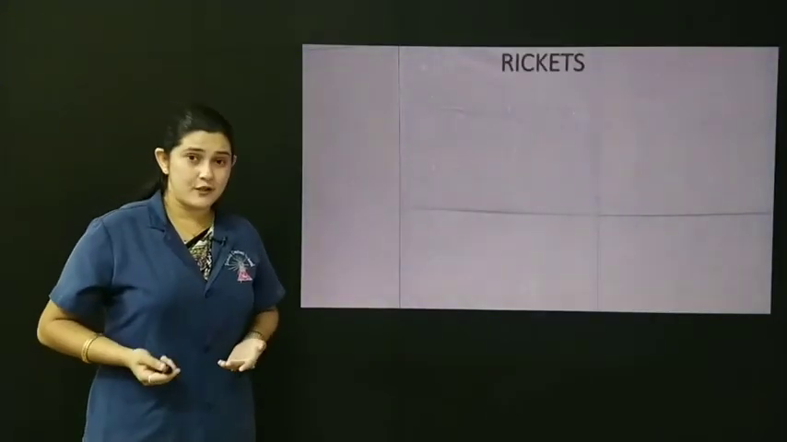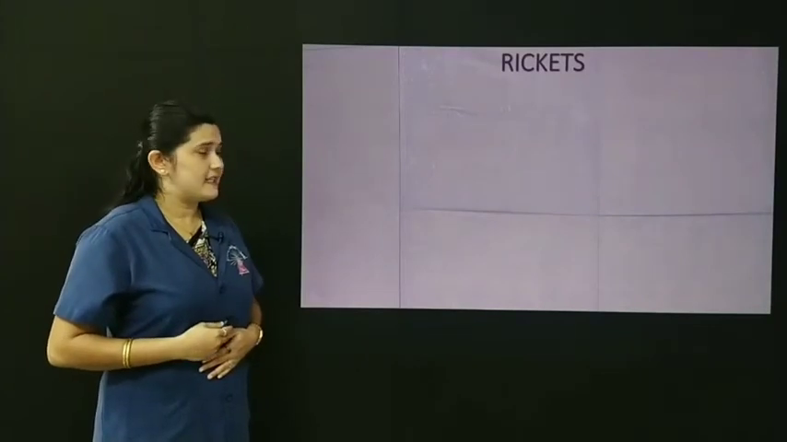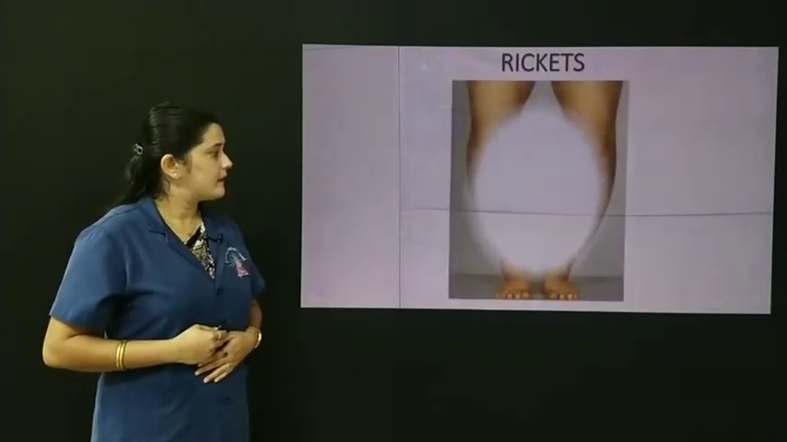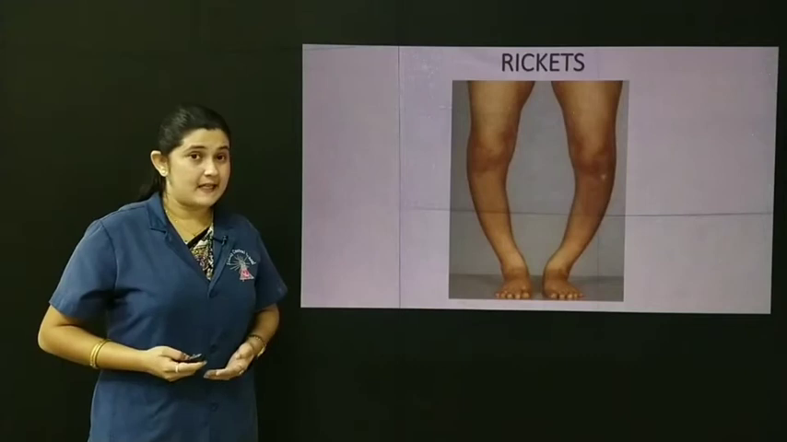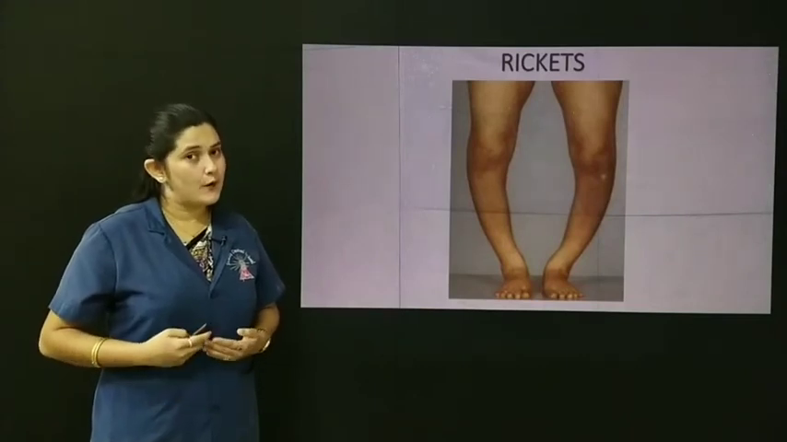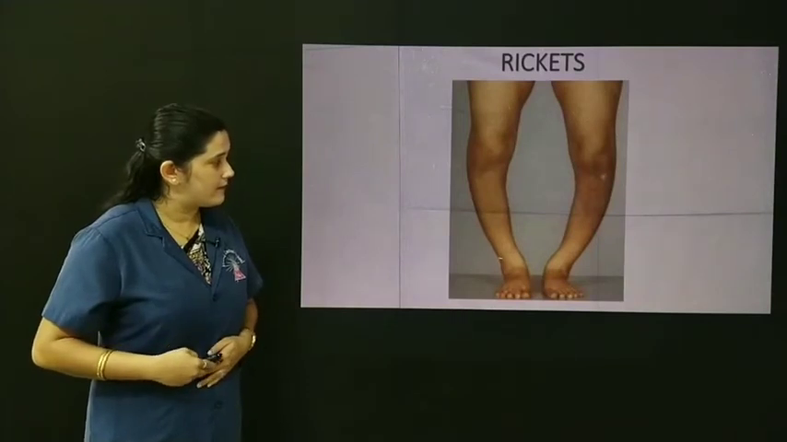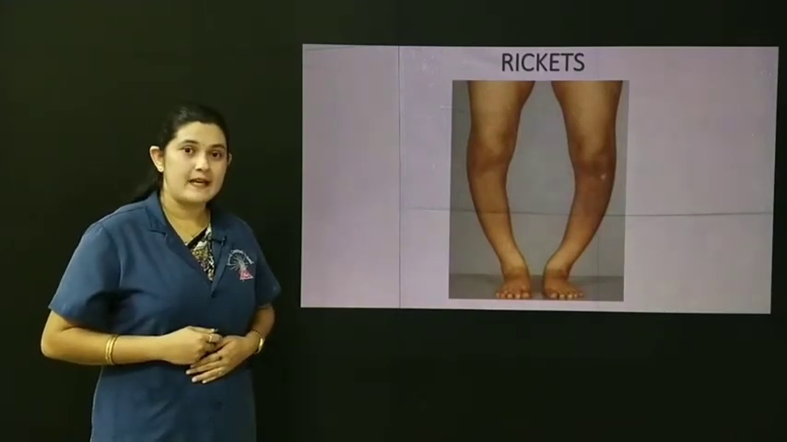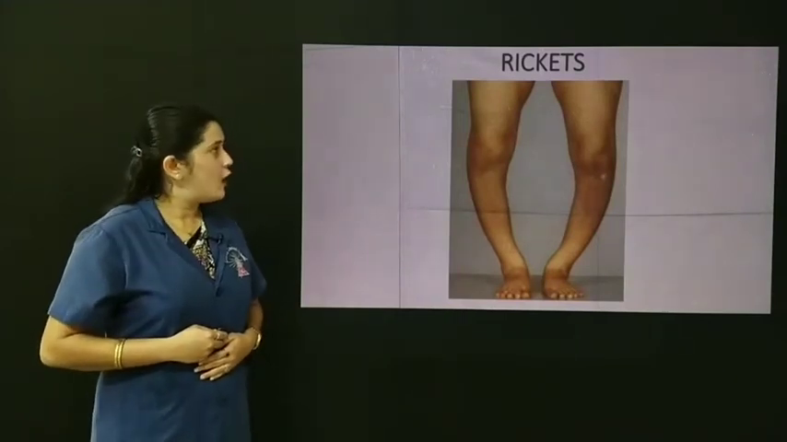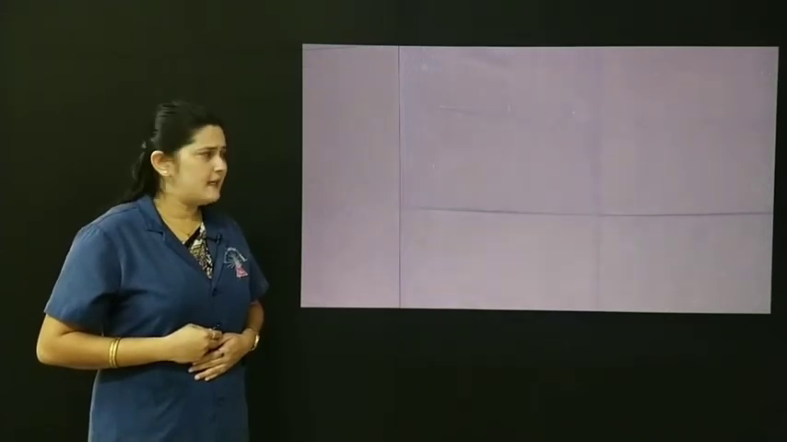The next deficiency disease is rickets. Here you can see the boy who is suffering from rickets, or the legs of the boy. How are they? They are curved. What are the symptoms of rickets?